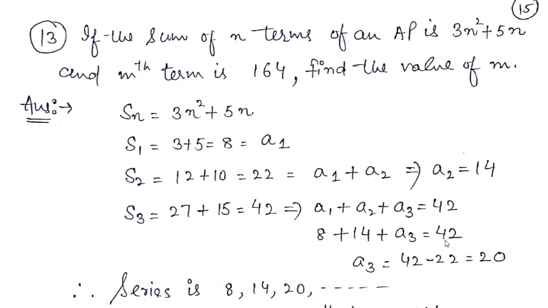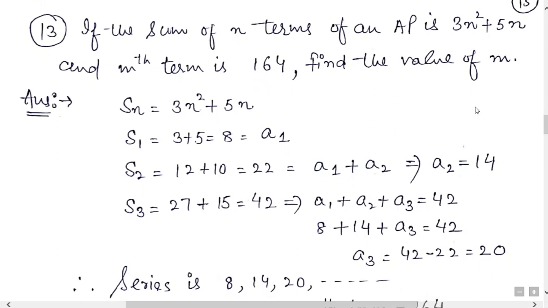This question is the important question of the exercise. If the sum of n terms of an AP is 3n square plus 5n, basically Sn is given to you as 3n square plus 5n, and the mth term is 164, then find the value of m.